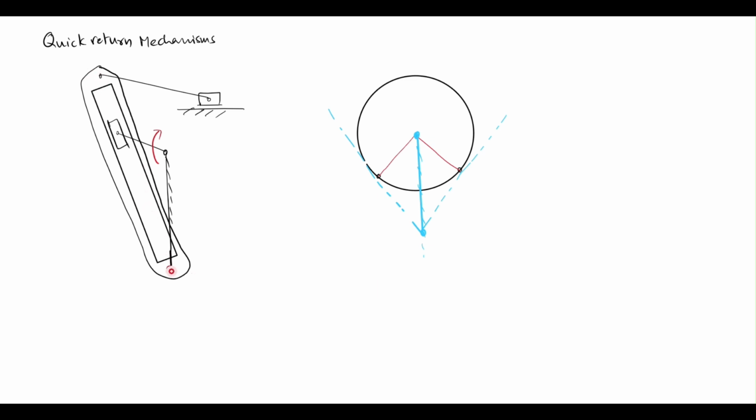to be pivoted around this point, which then pushes this, just like a slider crank mechanism, and this moves back and forth.